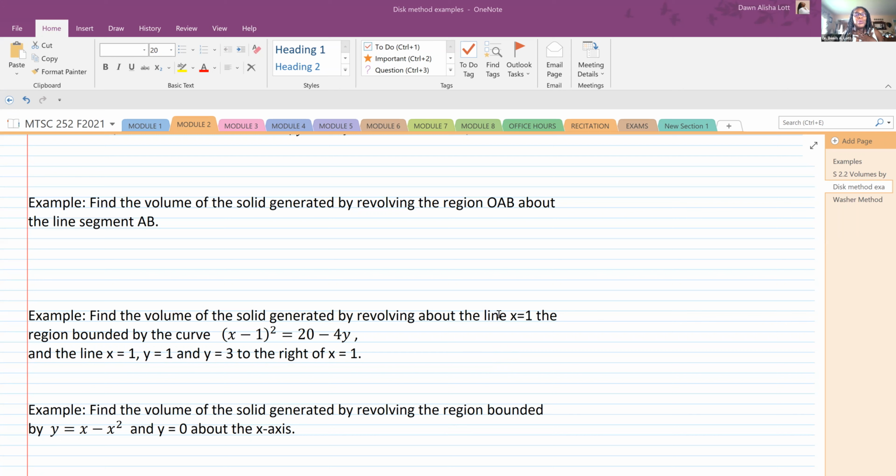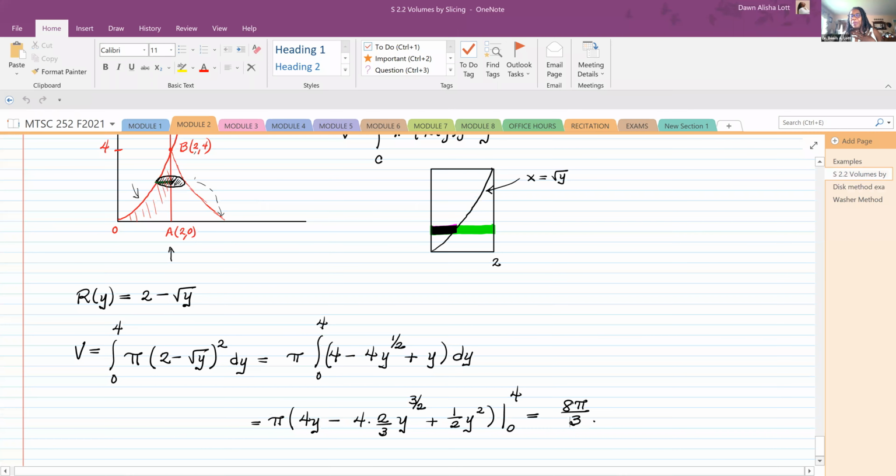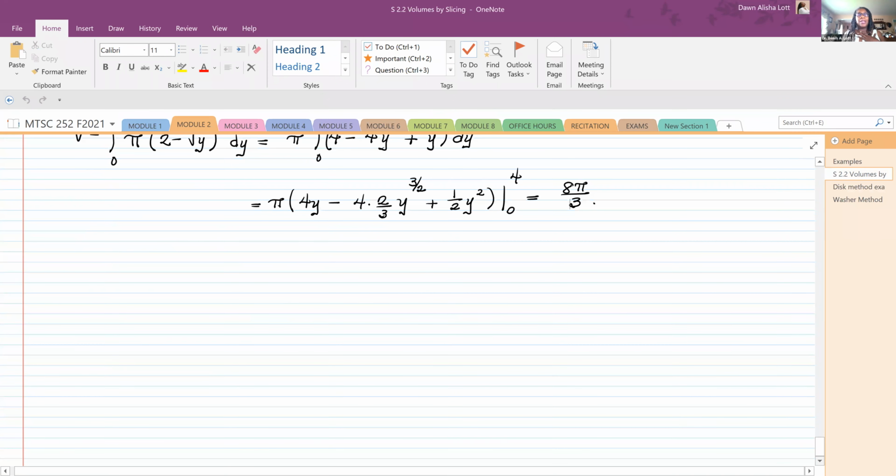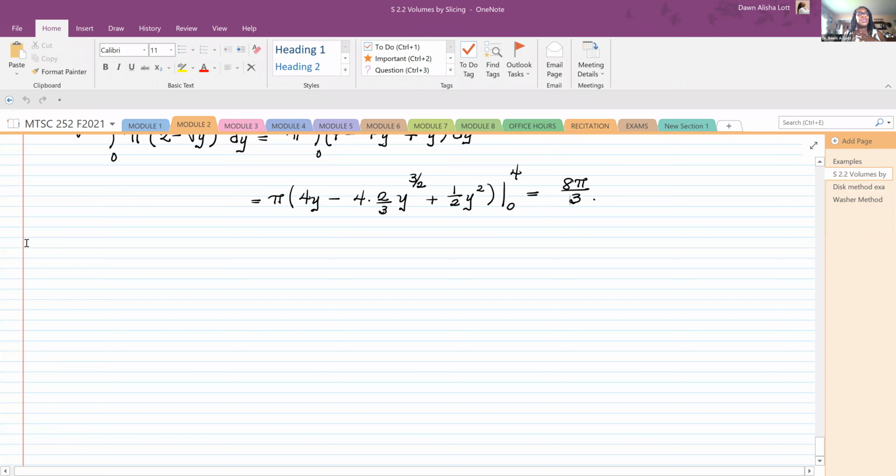So we were working on volumes by slicing and volumes by the disk method. We have not yet started the washer method, but I have a problem I would like you guys to start with today.